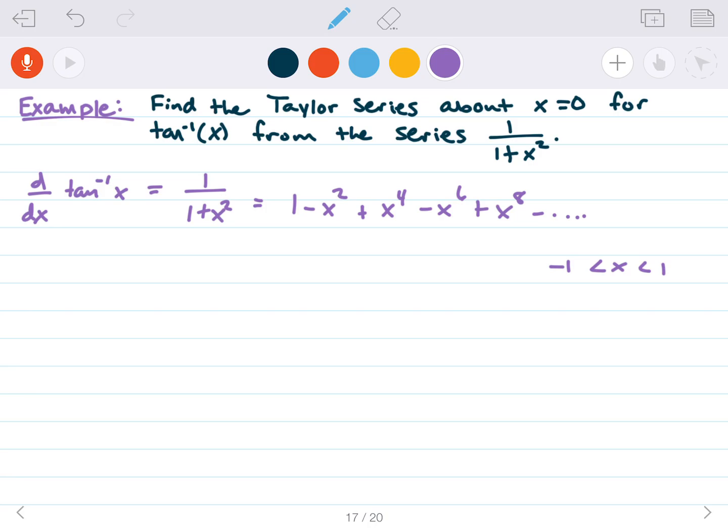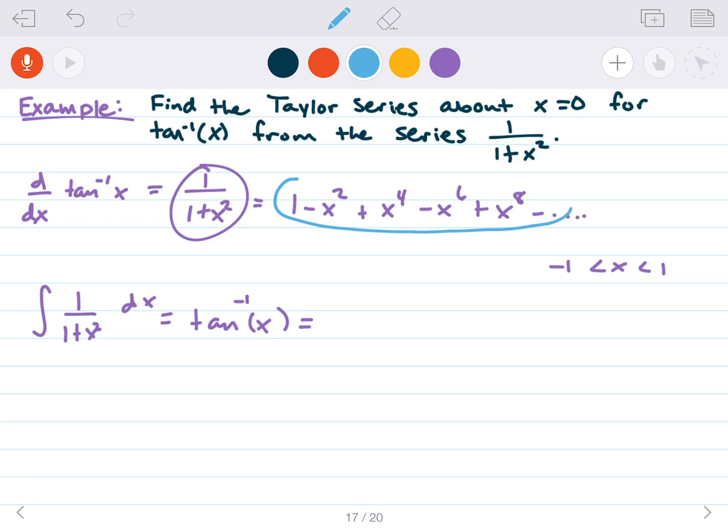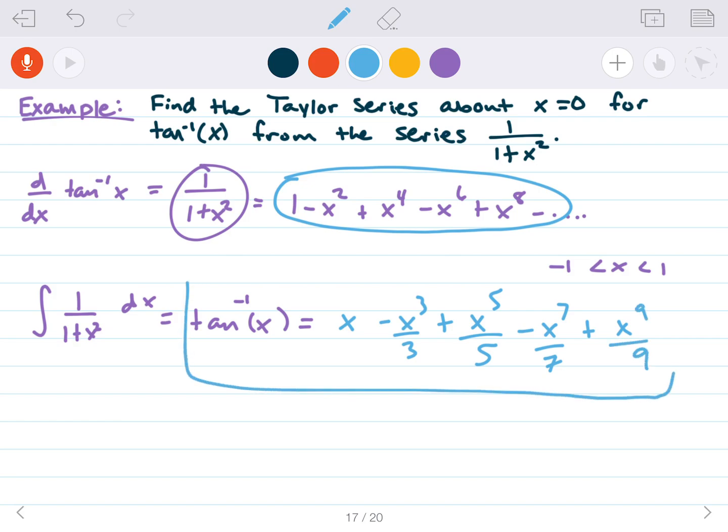And what I need to do now, well, since the derivative of tan inverse of x is 1 over 1 plus x squared, the integral of 1 over 1 plus x squared is going to equal tan inverse of x, right? And so all we have to do is integrate this series. Once we integrate it, we'll have the Taylor series for tan inverse of x. So let's integrate it. The antiderivative of 1 is x. The antiderivative of minus x squared is minus x to the 3 over 3, and so forth. Okay, so this is going to be our Taylor series for tan inverse of x.